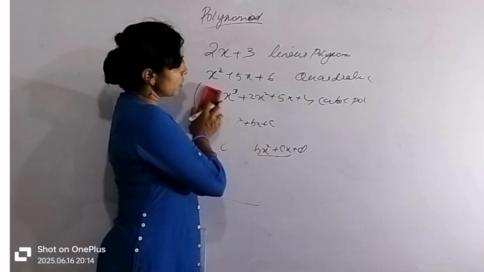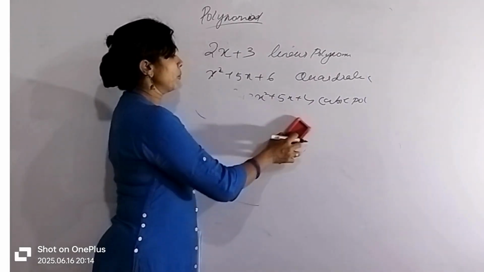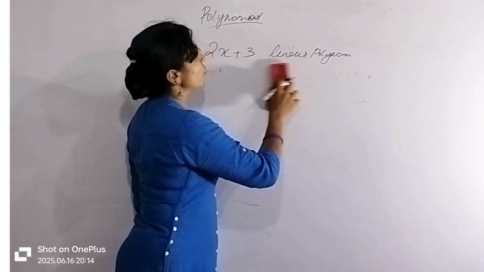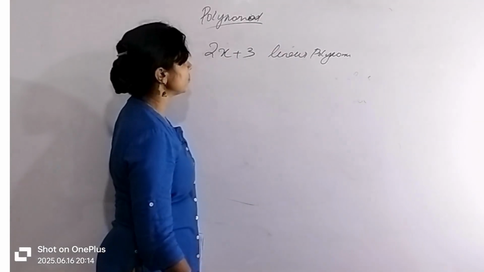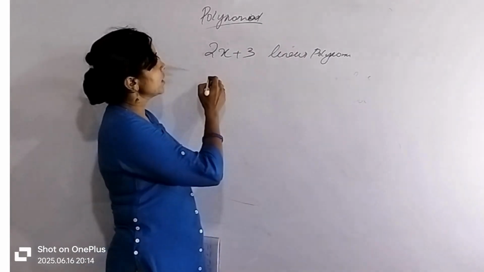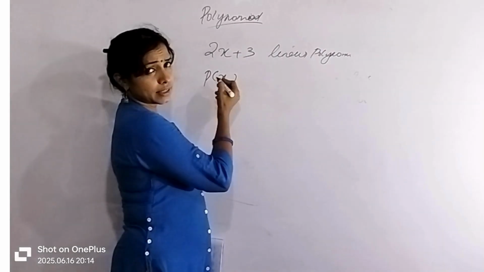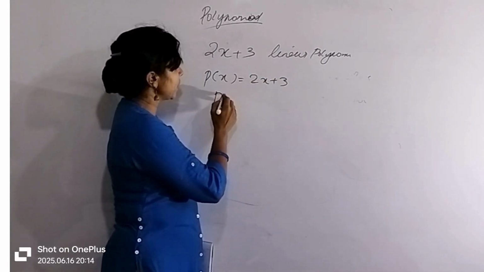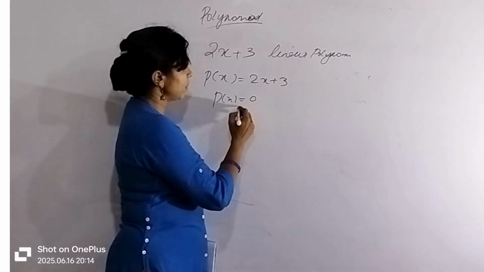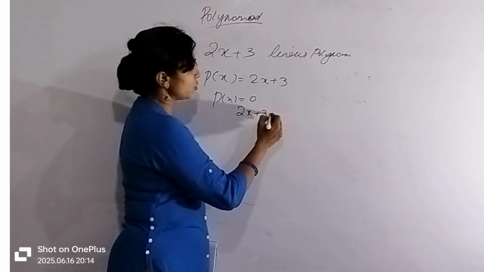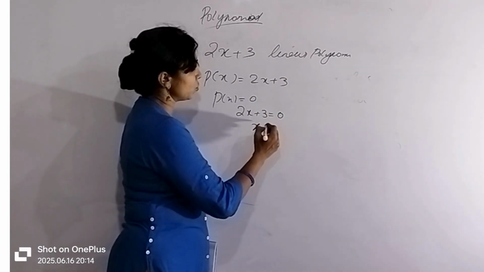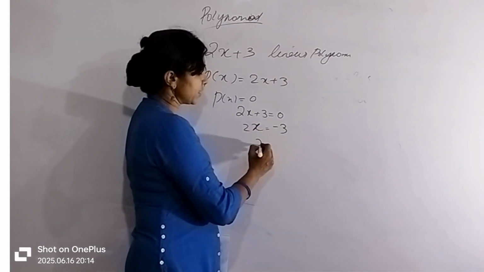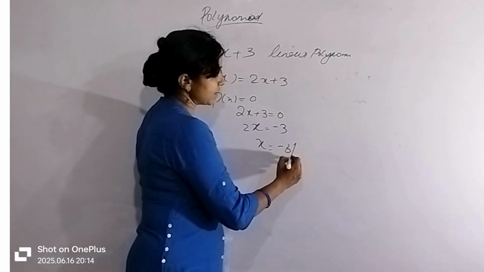Now, first of all, we have to learn how to find the zero of a linear polynomial. Just listen, 2x plus 3. I can name it as p(x) is 2x plus 3. And zero means if p(x) is equal to 0, that means 2x plus 3 is equal to 0. The 3 goes to that side, that becomes minus 3. 2x is equal to minus 3. So x is equal to minus 3 by 2.